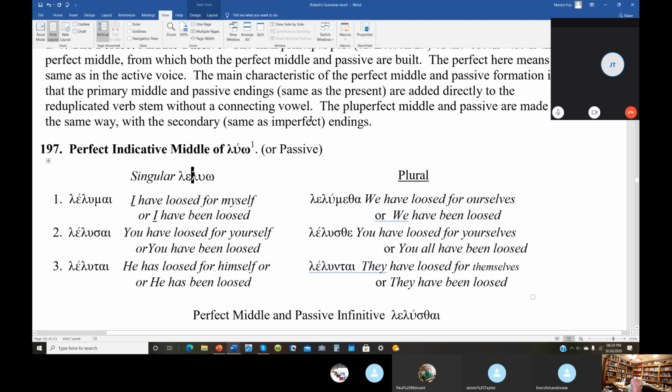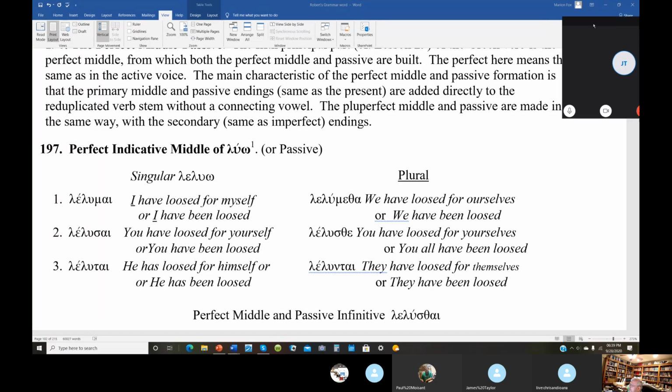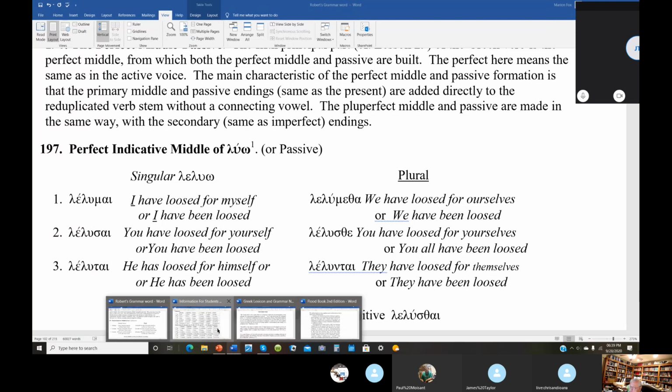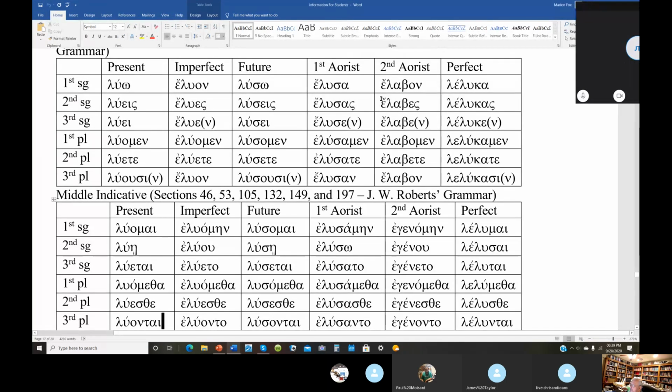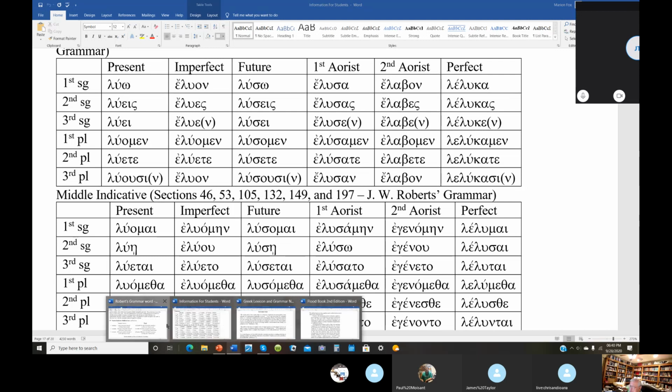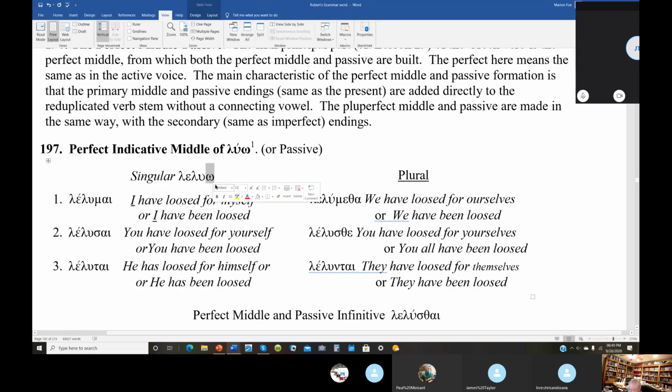So let's go over, and what he says with the pluperfect, the middle and passive are made the same way, the same as the imperfect. So let's go back over here and find our imperfect endings. Your imperfect endings right here. That's your table that you had. And of course, you have ometha, omen rather, este, and on. Okay, so let's take this on ending. We're going to put it over here, and we just make this on.